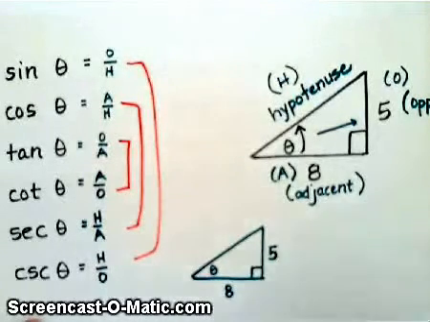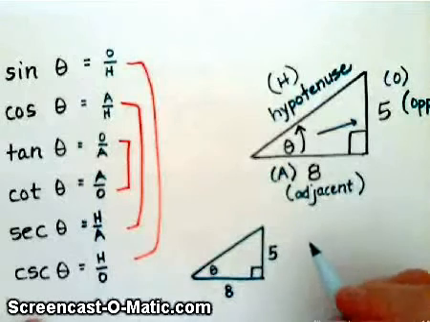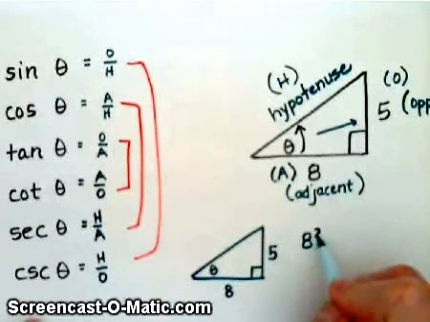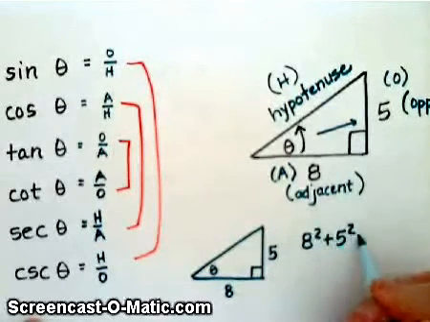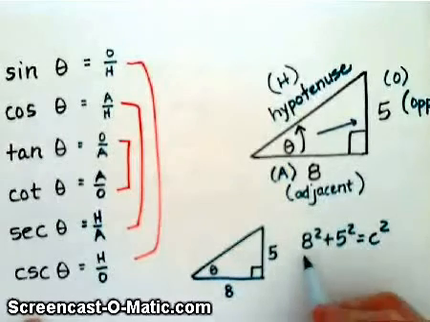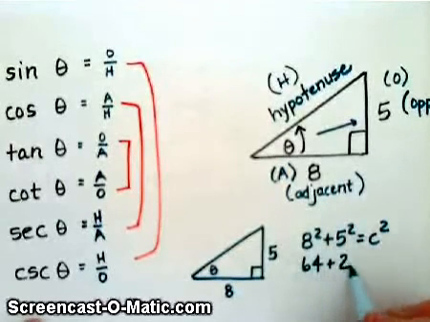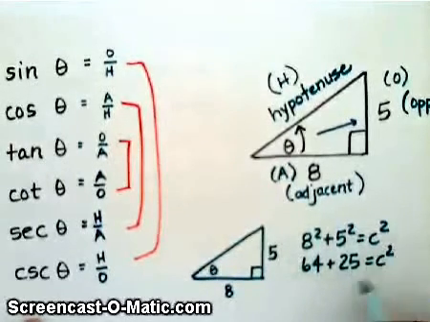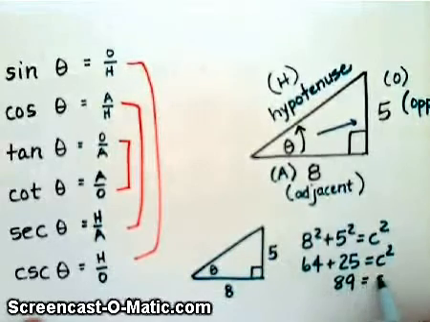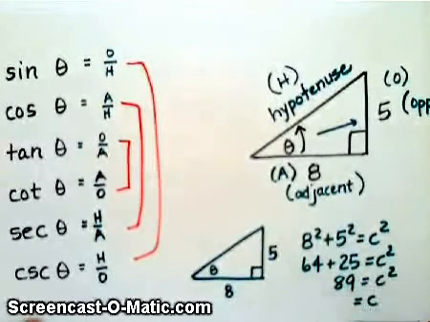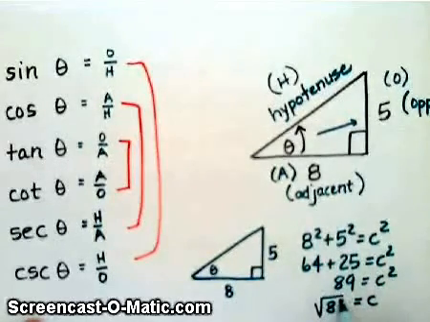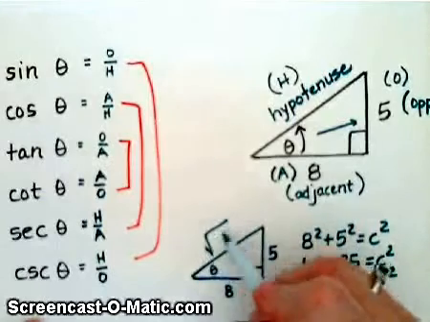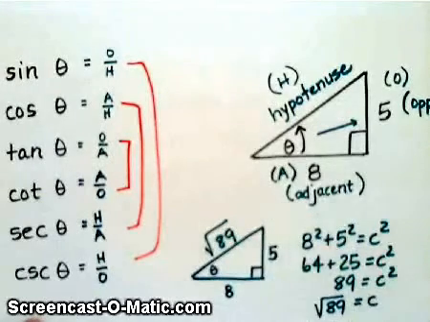The first order of business is to find the length of the hypotenuse. This is your Pythagorean theorem. 8 squared plus 5 squared equals c squared. That's 64 plus 25 equals c squared. That's 89 equals c squared. And c is equal to the square root of 89, which will not simplify. So there we have it.